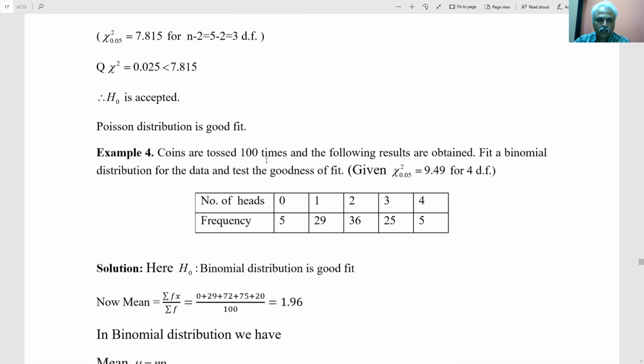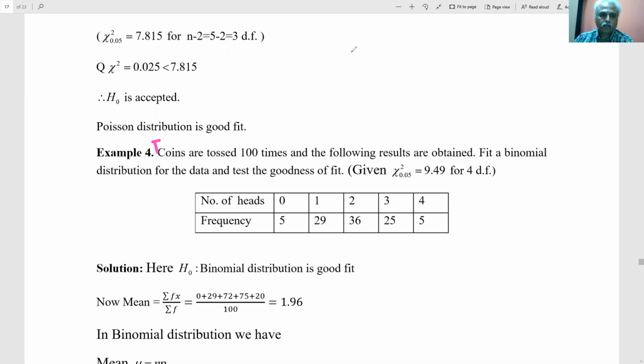Suppose now coins are tossed 100 times and the following results are obtained. Fit a binomial distribution for the data and test the goodness of fit. Here actually 4 coins are tossed. Have a correction: here 4 coins are tossed. Instead of only coins, the first line should read, 4 coins are tossed 100 times and the following results are obtained. Please correct that.